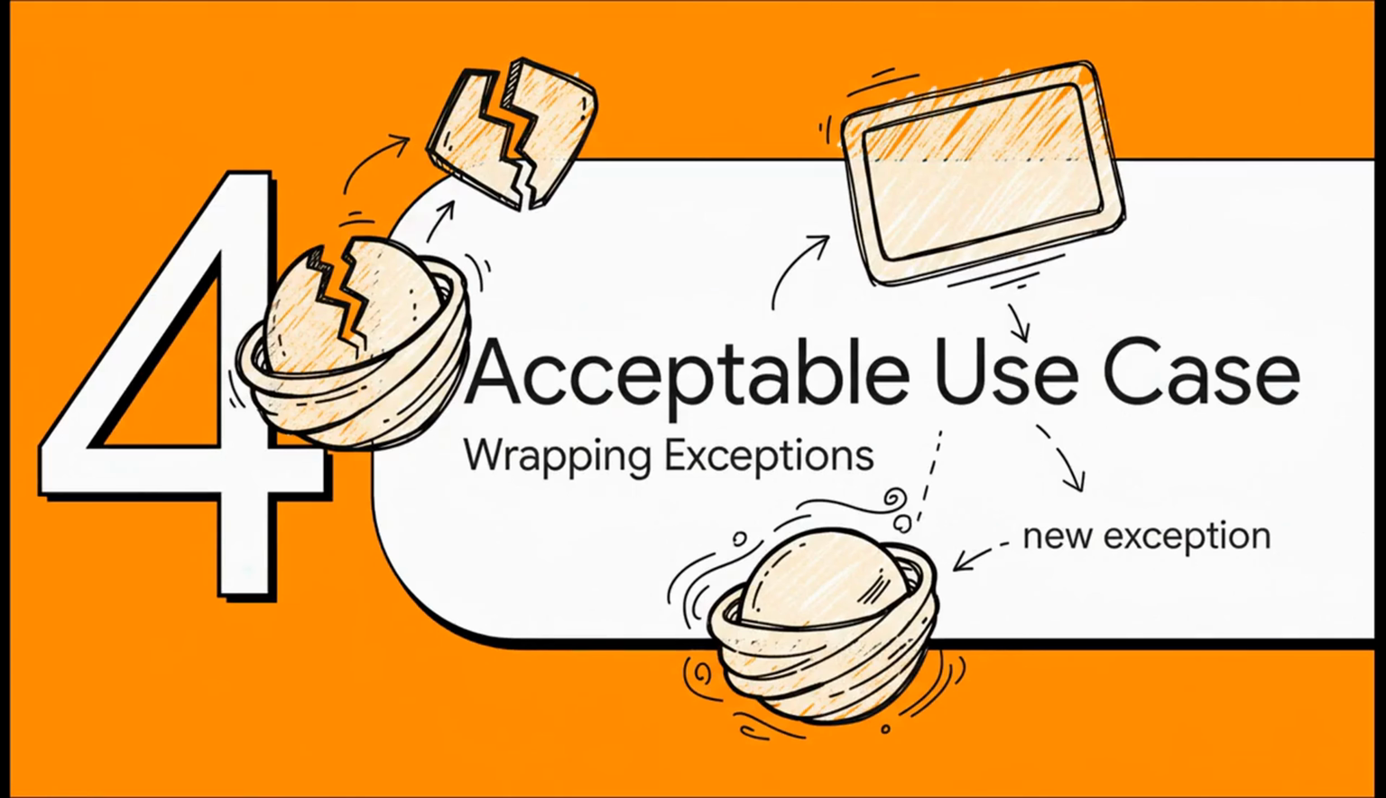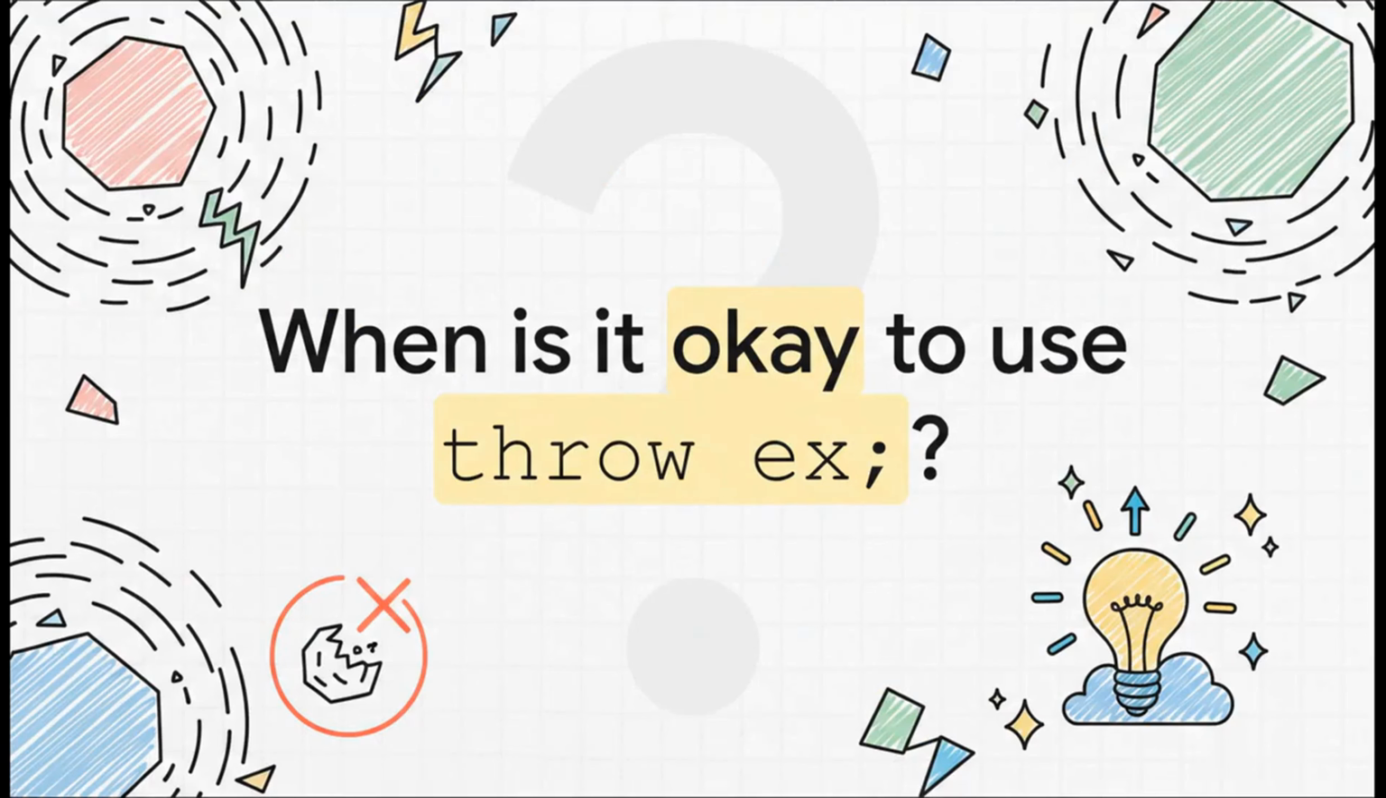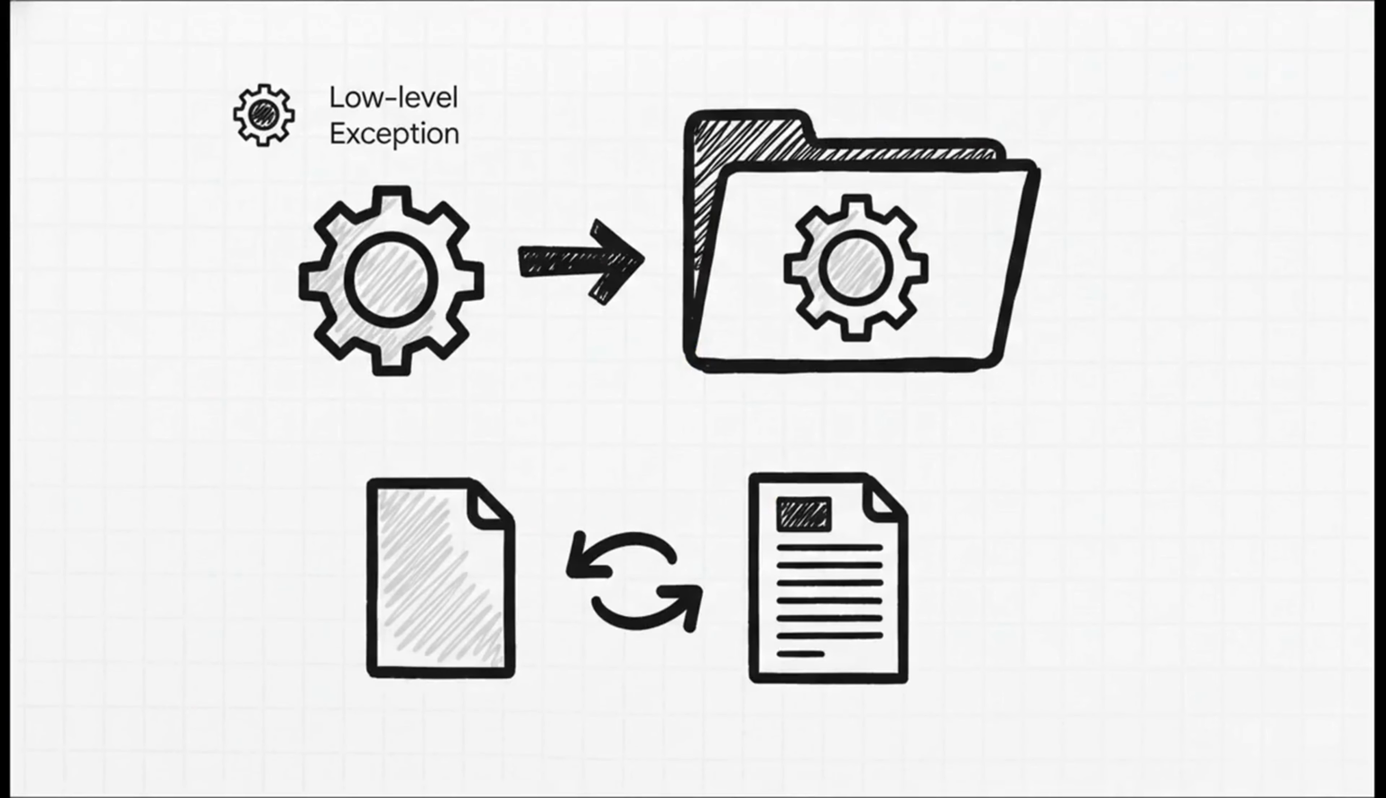Okay, but before we completely write off throw x, there is one very specific kind of advanced scenario where you might see something like it used correctly. It's not for simply rethrowing, but for what's called wrapping an exception. So the big question is, when is it actually okay to use throw x? And honestly, the short answer is almost never, at least not in that exact form. But the idea of throwing a new exception from a catch block, that does have a valid use. The only real reason you do this is when you are deliberately trying to add more context.